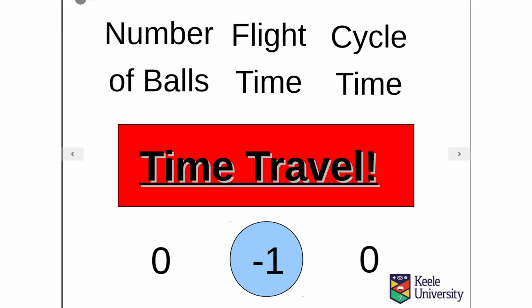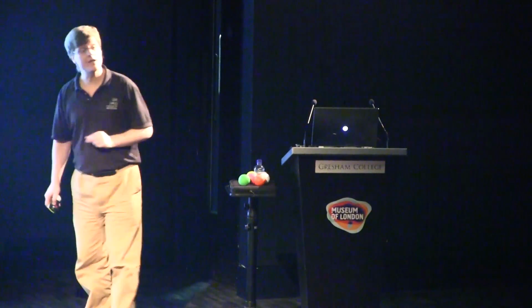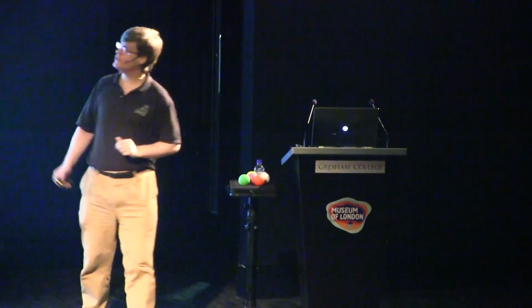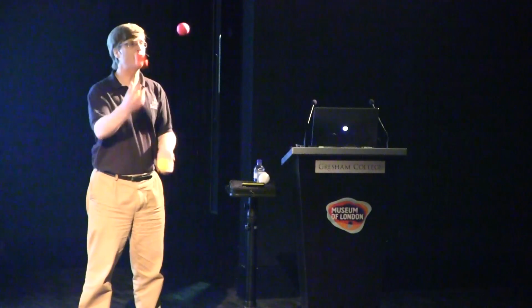It says you throw the ball and it comes down earlier. That would be a great trick. So I'm actually going to do it. I am going to perform the time travel of juggling balls. And I'm going to do this by doing a pattern of patterns. I'm going to abandon the standard patterns, and I'm now going to do 4 balls.